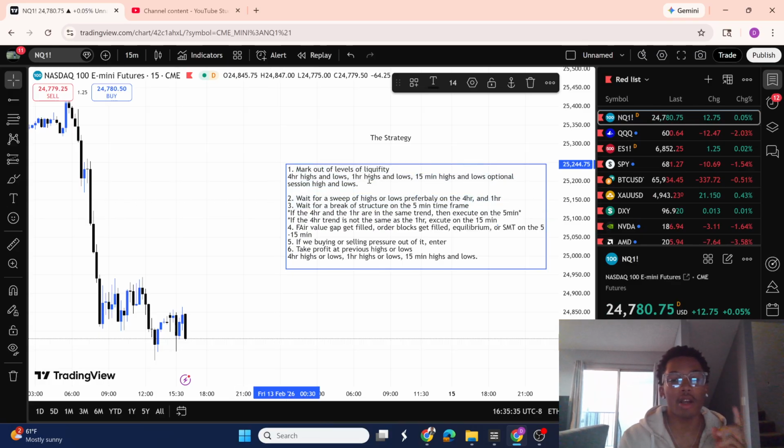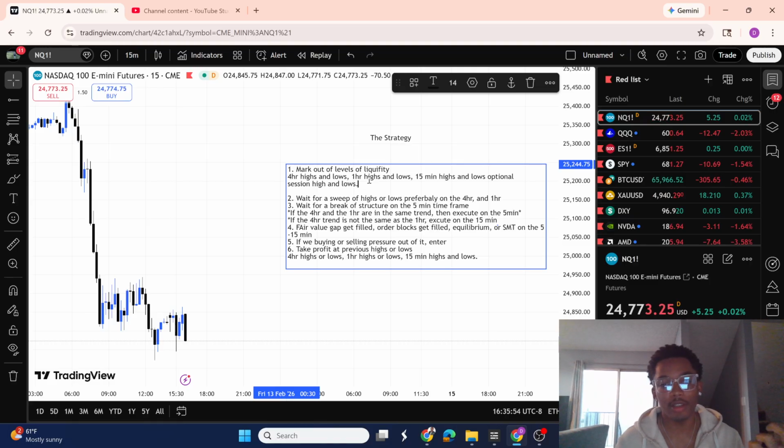All right, so we need to mark out our levels. We need to wait for a sweep of these levels, and then we need to see a break of structure in whatever direction as confirmation. And then once we see break of structure, now we can add on our extra tools, our extra confluences, as more data collection, because this is all data collection and we use that data to make money.